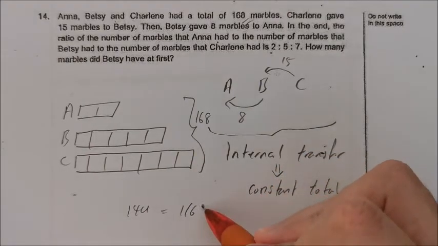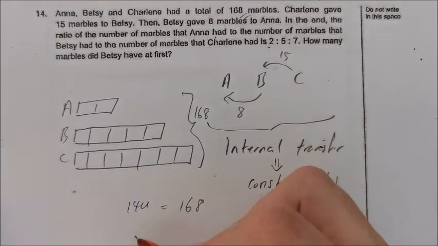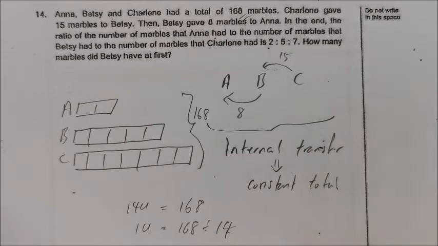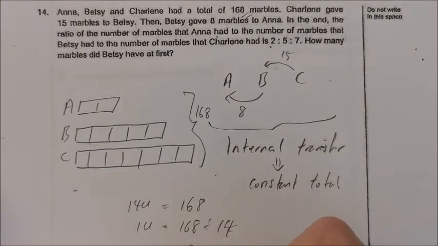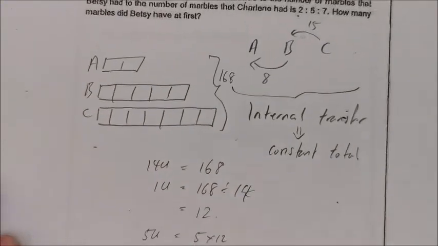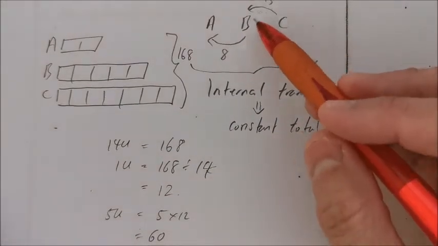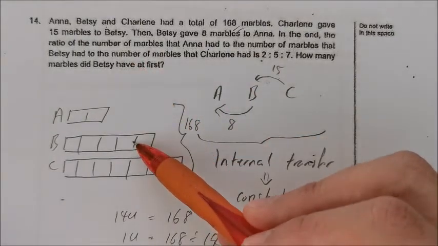So 14 units equals 168. So 1 unit will be 168 divided by 14. That will give us 12. Okay, so how many marbles did Betsy have? Betsy has 5 units, right? So 5 units will be 5 times 12 equals 60. Okay, so now the numbers matter. Because at the end, Betsy has 60.